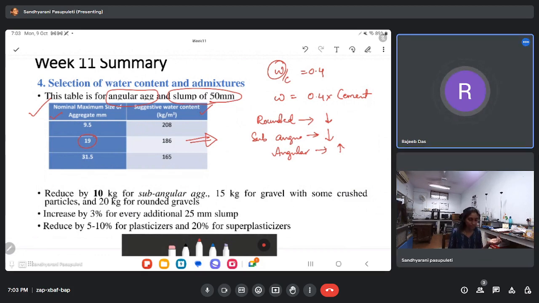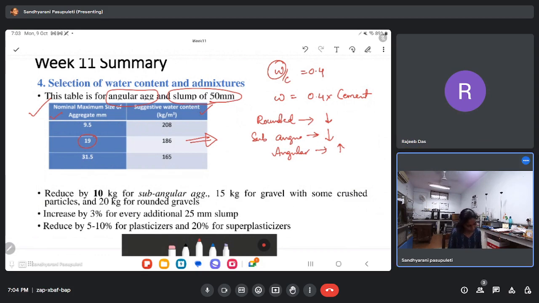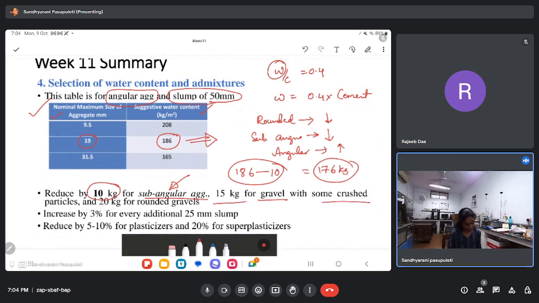Less workability. So if we have subangular aggregate, we have to reduce the water content by 10 kg. For example, if I choose my water content as 186, this is for angular aggregate, but if my aggregates are subangular, then I have to reduce 10 kg, which gives 176 kg as my water content. If we are using gravel, then we have to reduce 15 kg, and if you are using crushed particles, 20 kg. So we have specifications for different kinds of aggregates.